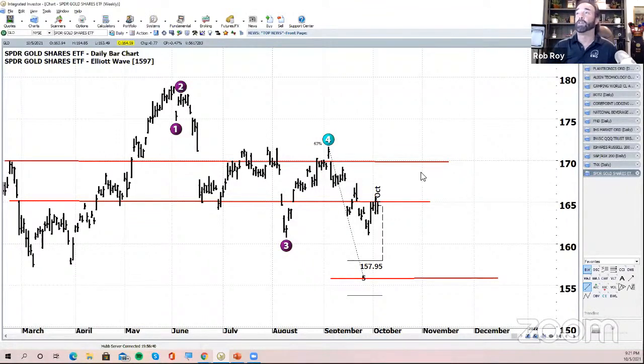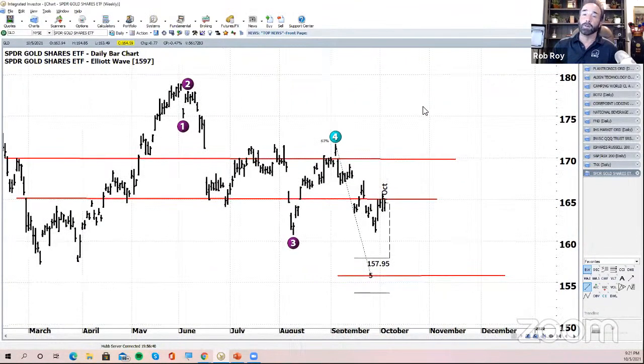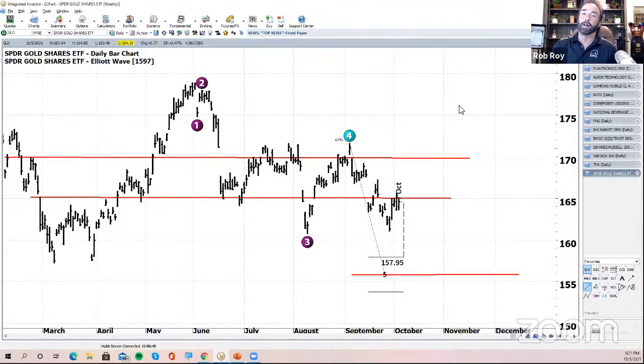So we'll see how this breaks on gold, but I just thought I would update that since we kind of said, hey, gold had caught a little bit of a bid. Can it hold? It just doesn't look like it at this point in time. So that pretty much covers the markets.